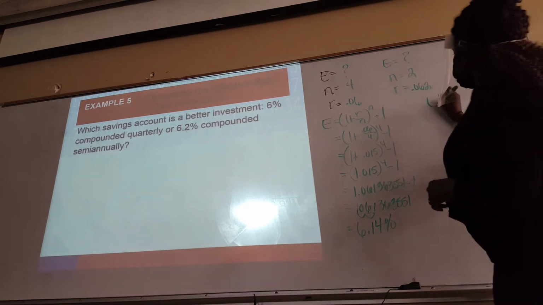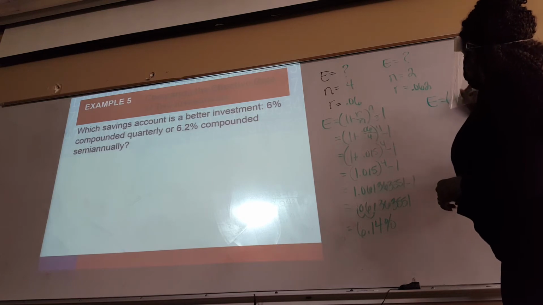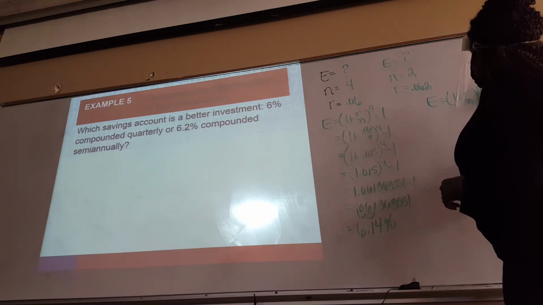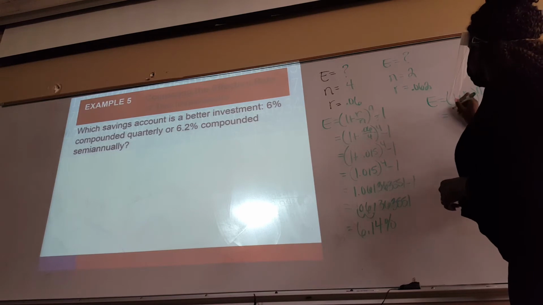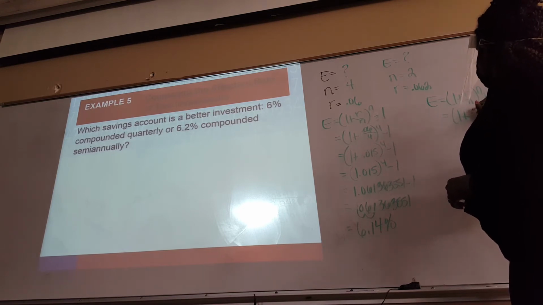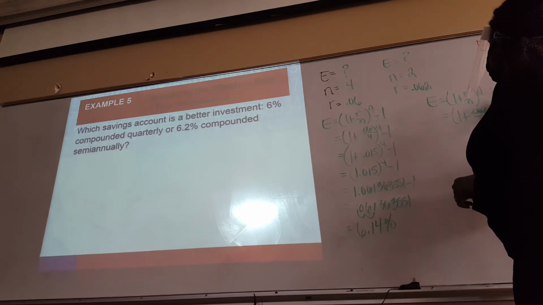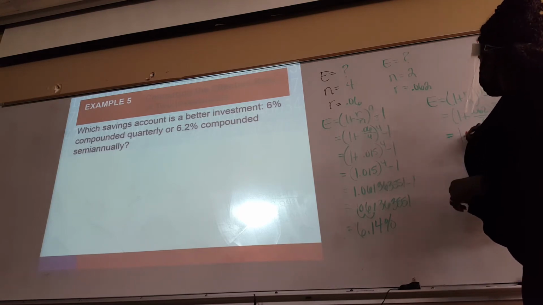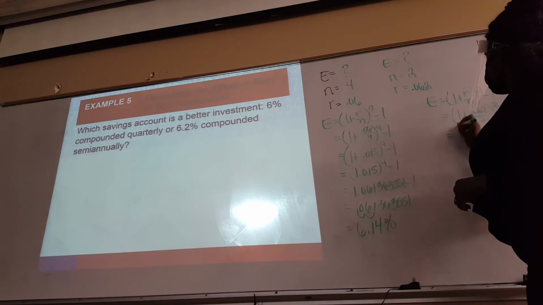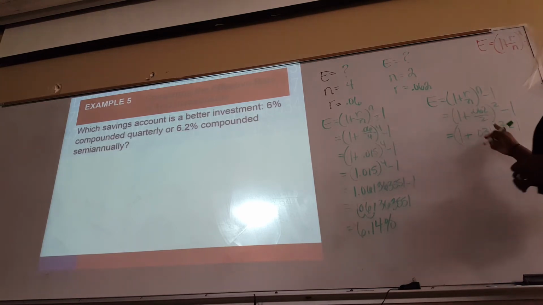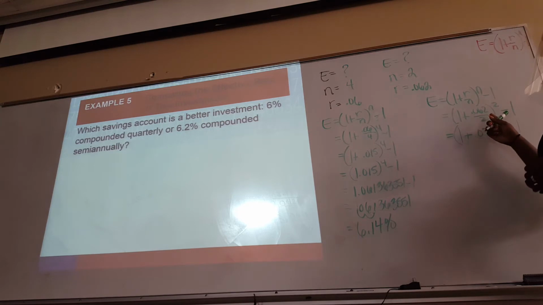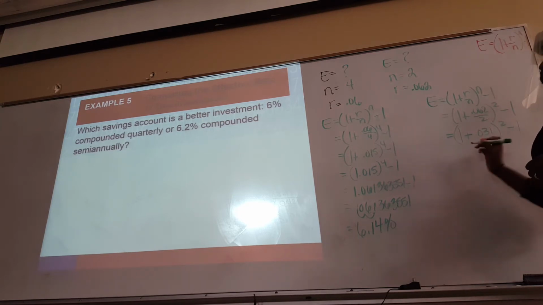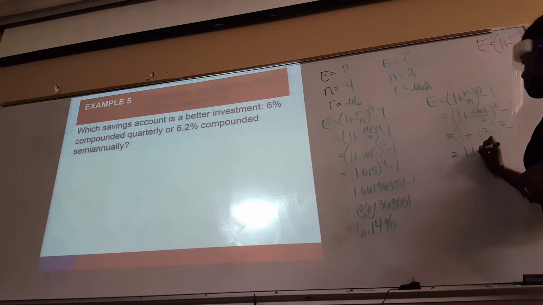Second problem, plug in 1 plus 0.062 divided by 2, raised to the 2, minus 1. Can I get 0.062 divided by 2? 0.031. So all we did is 0.062 divided by 2 is 0.031. We're going to add that together inside the parentheses. Can I get that squared, please?